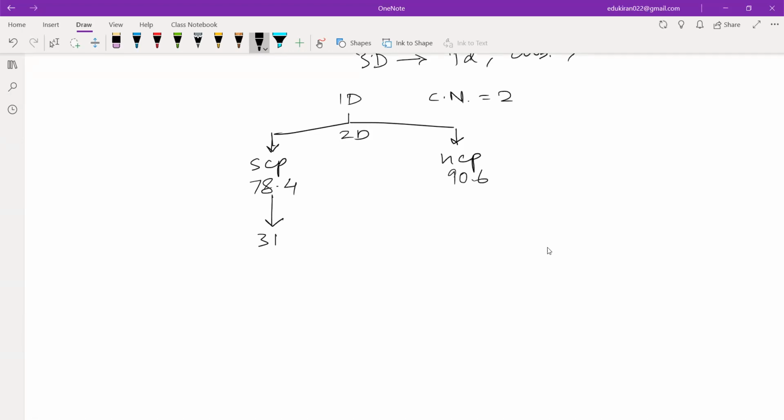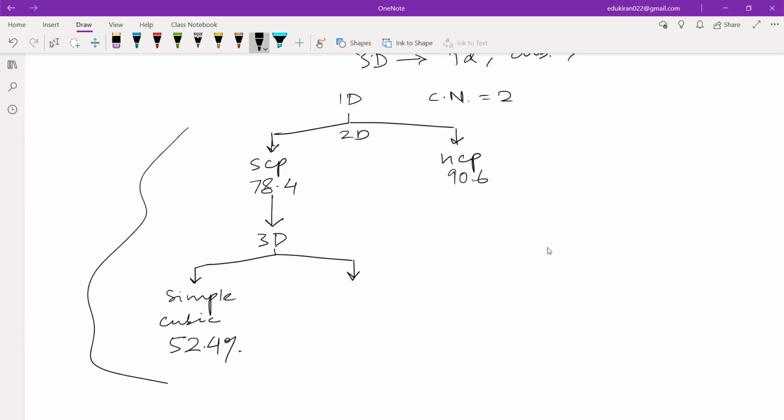Now we further moved on and we did 3D packing in SCP. When I moved to 3D from SCP, I saw that I have two different cases. There is a case in which we will have atoms under atom, and I will get simple cubic structure. This simple cubic structure had the packing efficiency of 52.4%. And then we will get another structure that we will talk about later.